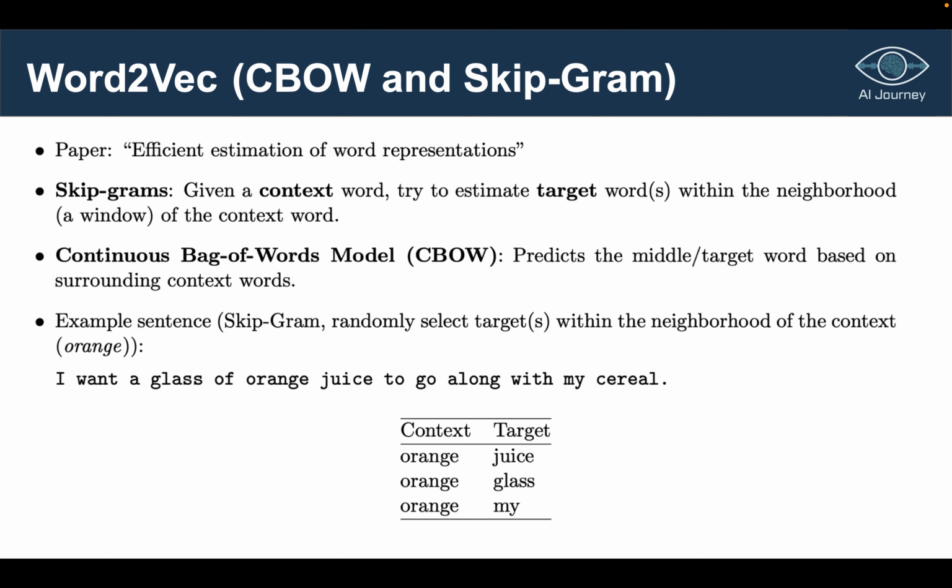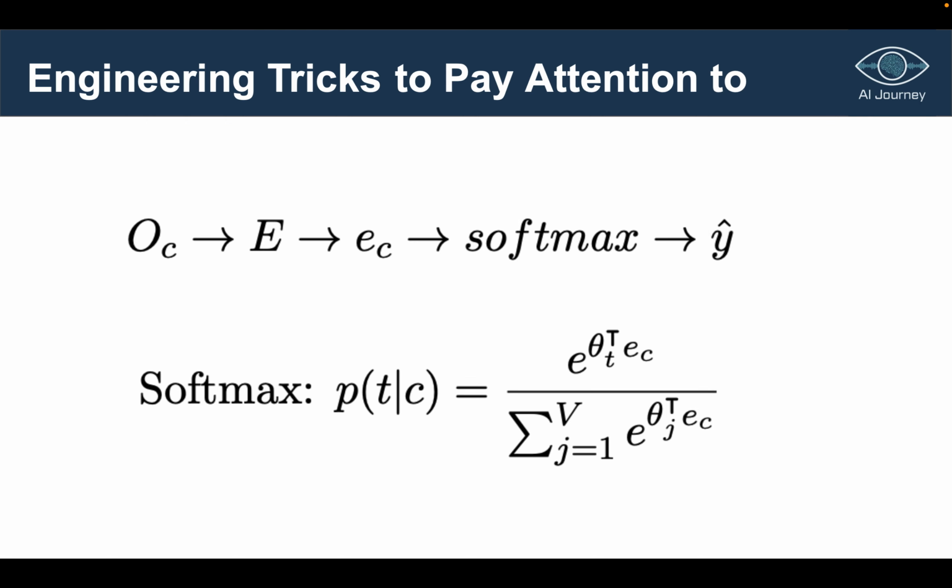This is just restating what I've said. In skip-gram, we input a context word and try to estimate target words. In CBOW, we try to predict the middle target word based on some context. In both cases, we take an embedding, project it into some layer, do a softmax to get probabilities, and sample from it.